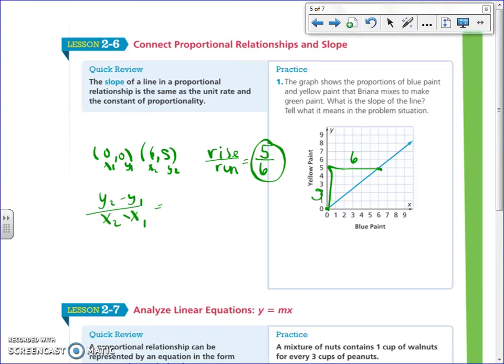So my y2 is 5, my y1 is 0, so I'd be doing 5 minus 0 over x2, which is 6, minus x1, which is 0. 5 minus 0 gives me 5. 6 minus 0 gives me 6. Again, my slope is 5/6. In this situation, that's the second part of the question, this means that for every 5 cans of yellow paint, I need 6 cans of blue paint. Or for every 5, whatever the measurement is of yellow paint, I need 6 of blue paint for that.